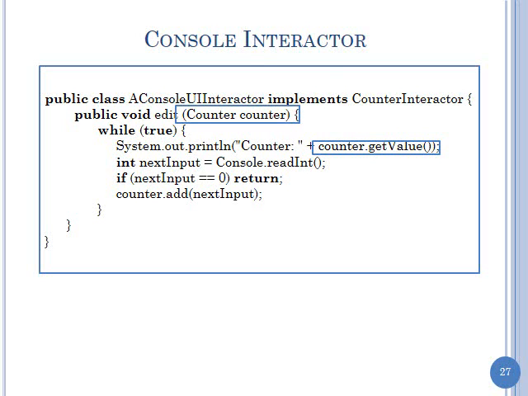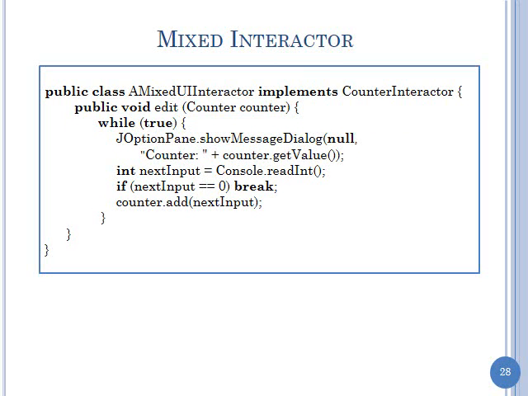Okay? And my mixed interactor takes the same counter, and it just does showMessageDialog rather than println. Okay?